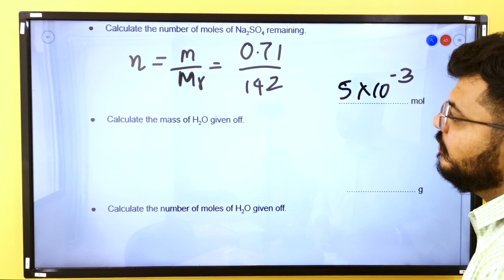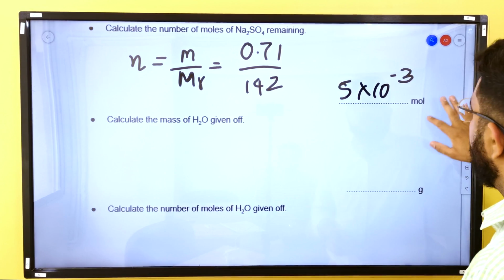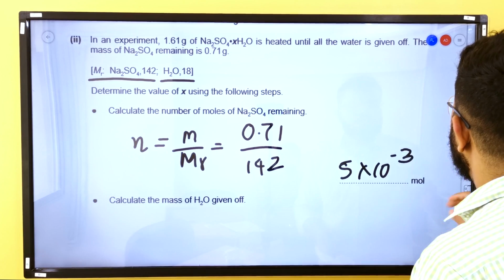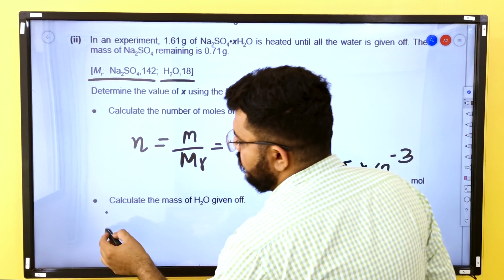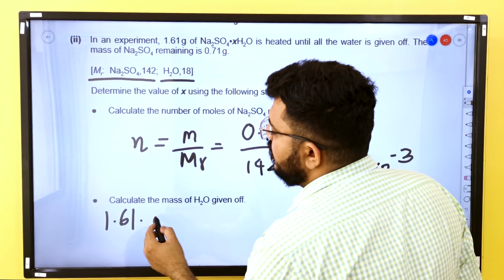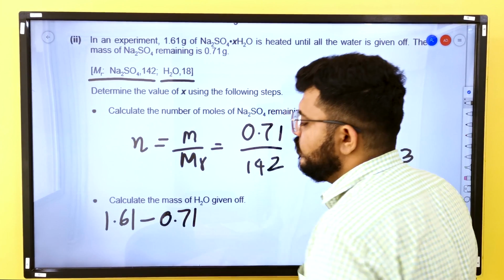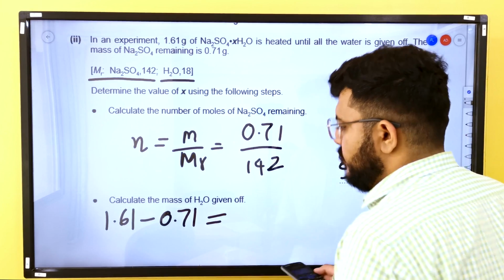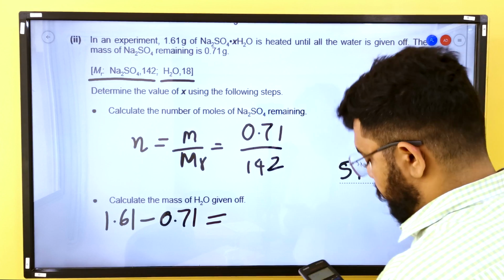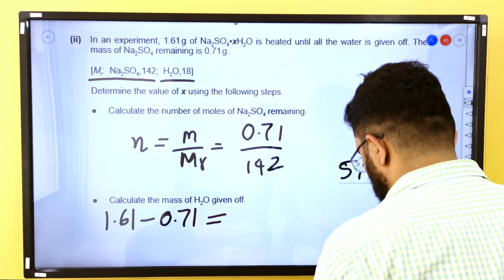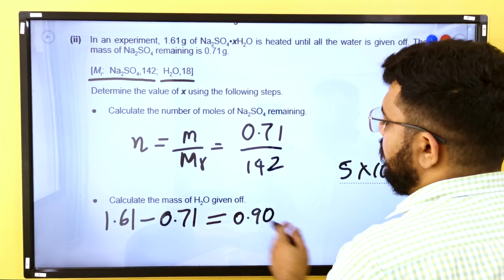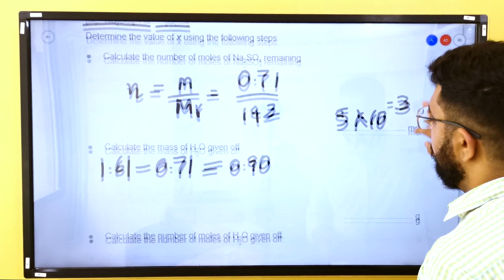Second, calculate the mass of H2O given off. For that, we will need to subtract, right? Let's just note this down, that there was 1.61 gram of the hydrated salt, but the constant mass was obtained at 0.71. This means how much water is there? 1.61 minus 0.71. So you have 0.90 grams, right?